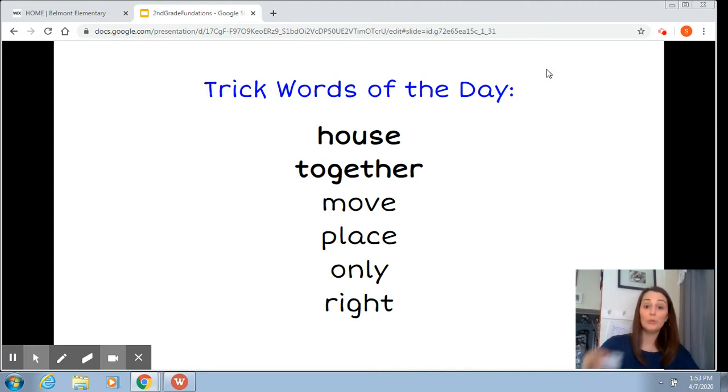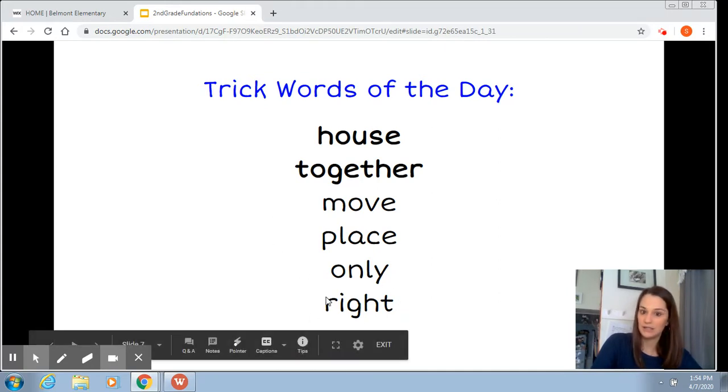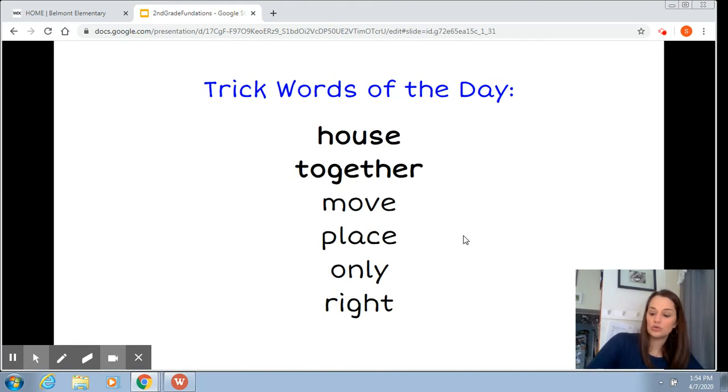Okay, so we have move, repeat. Place, repeat. Only, repeat. And write, repeat. Great. Now remember, this write right here isn't the type of write that you do with a pencil in school or in your journal or anytime you write down a letter or anything. It's the type of write that means the opposite of left or make the right choice.